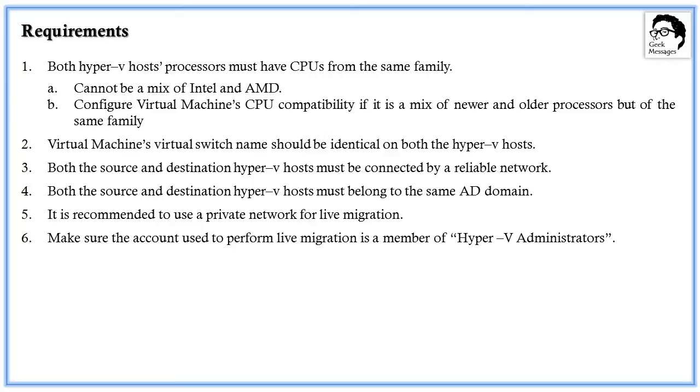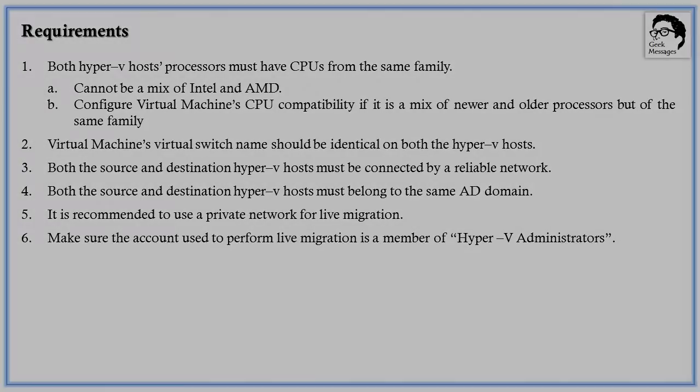Now, if your virtual machine is connected to a virtual switch, then you need to have an identically named virtual switch on the destination Hyper-V host. If not, your migration will be paused while you specify which switch to use on the destination Hyper-V host. In my case, both of my Hyper-V hosts have a virtual switch and its name is identical on both of the Hyper-V hosts. So let me show you that.